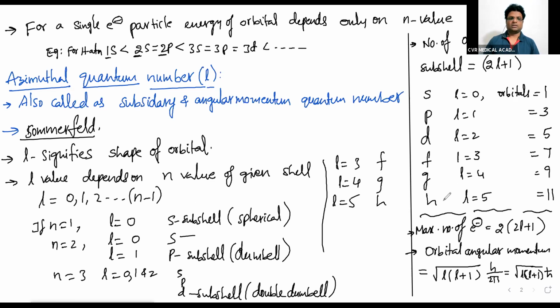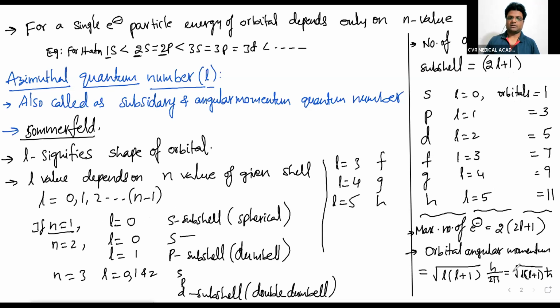Right? Okay. So these are the main points of the azimuthal quantum number. The importance of the azimuthal quantum number is that in a given shell, the number of different subshells or types of subshells present in it can be given by using the values of L. And also the orbitals number or electrons number can be calculated by using this particular formula. Okay, you just remember this formula.